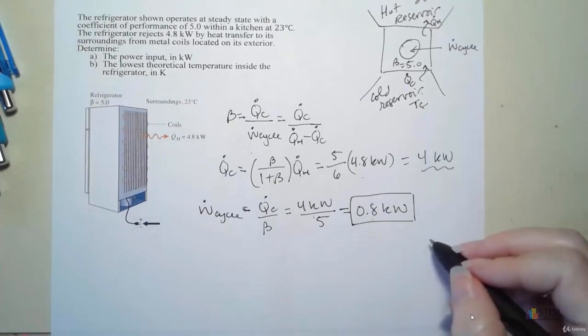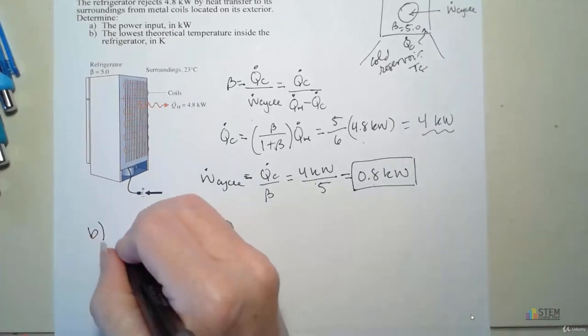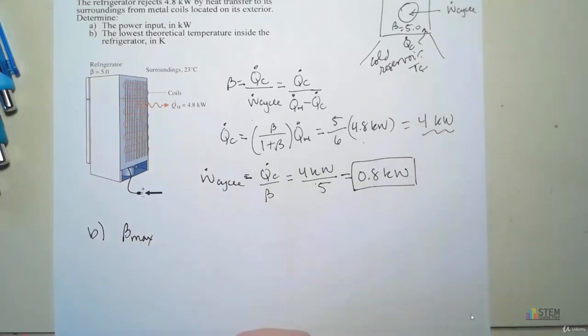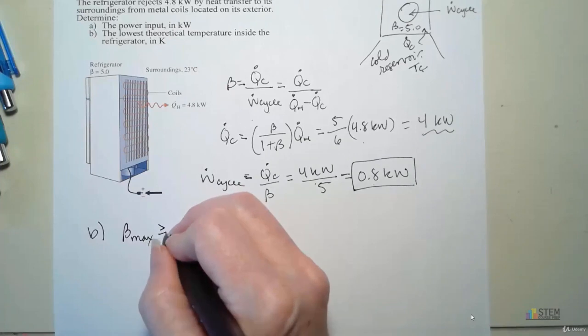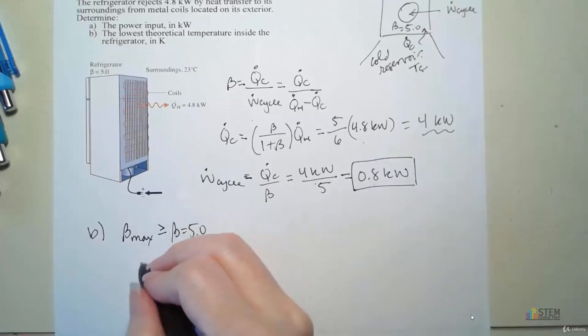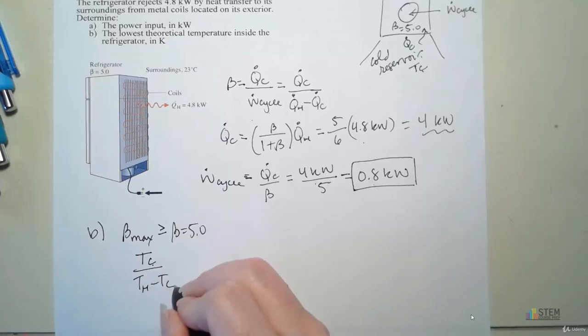So there's that, and then let's go down here to B. For this one, we want to find the lowest theoretical temperature inside of the refrigerator. We want it to be in kelvins. So the lowest theoretical temperature, that would be like the ideal case scenario. And ideal case would be where we have beta max. So beta max needs to be greater than or equal to beta equal 5. And we know our equation for that would be Tc over Th minus Tc. So that's got to be greater than or equal to 5.